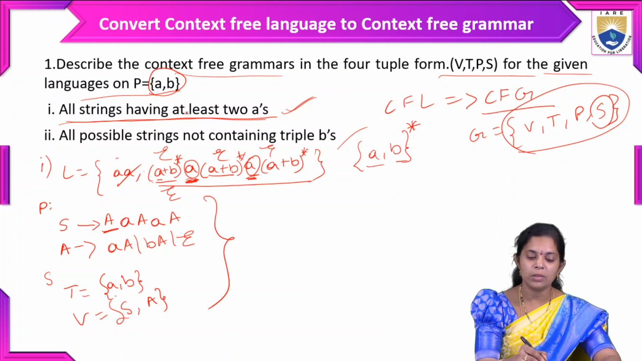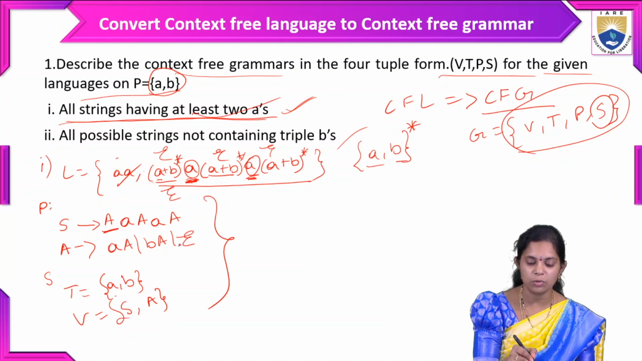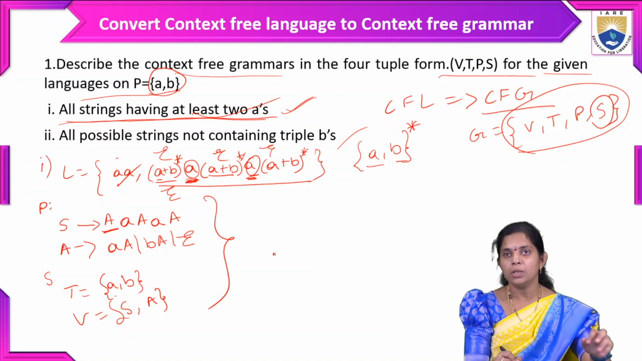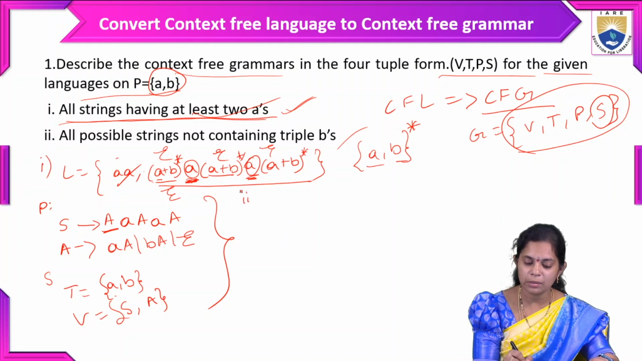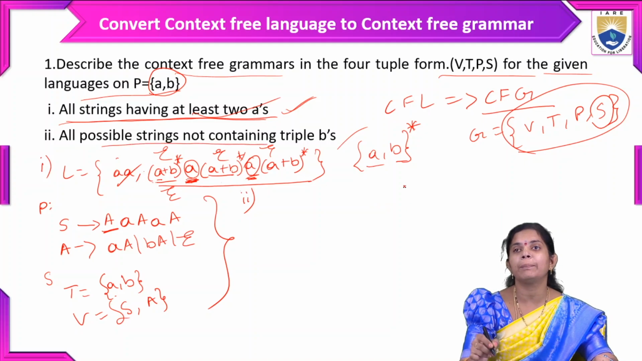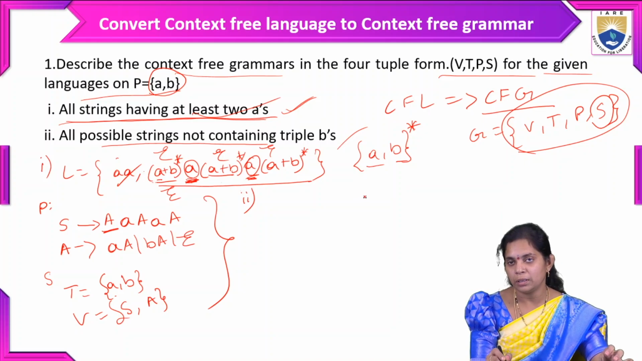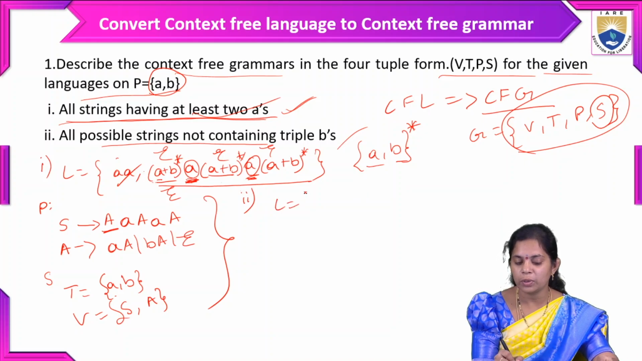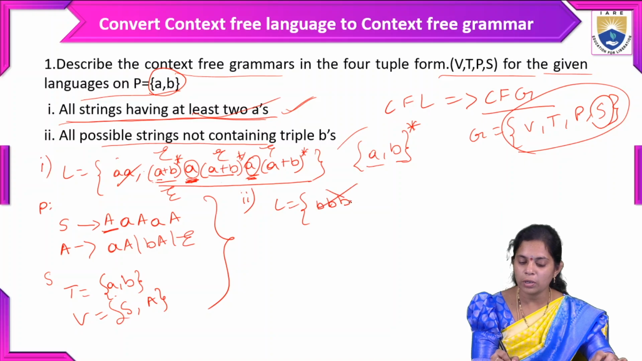So for all the strings having at least two A's, we need to write the production rules like this. So this is the first one, and the second one, we need all possible strings not containing triple B's. Triple B's should not be there in the language. So triple B's are not allowed.